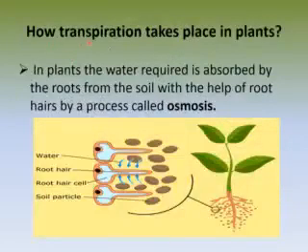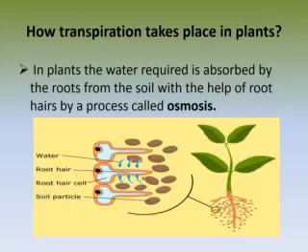The next question is how transportation takes place in plants. In plants, the required water is absorbed by the roots from the soil with the help of root hairs by a process called osmosis. So the question arises how transportation takes place, and the basic answer is through osmosis, by which the water is transported.